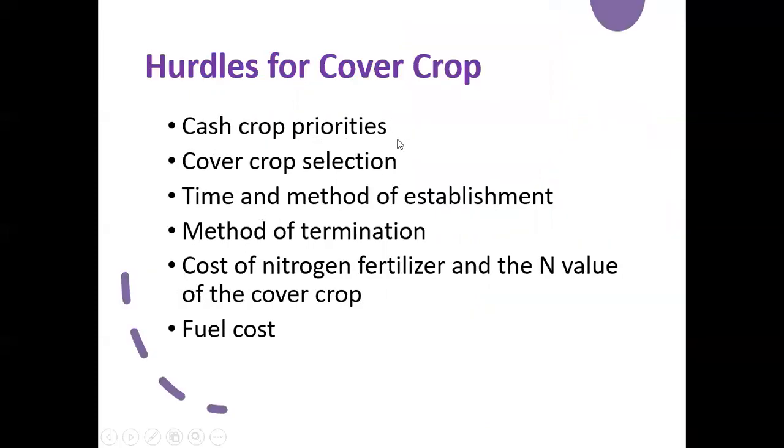Hurdles, cash crops priorities. Always we think that we should have some cash crops to get benefit. Then sometimes cover crop selection is very difficult because you might not have seeds for that crop, and you don't know which crop can be grown in this season, and sometimes you don't have any crop season or sowing season of any crop. So these are the hurdles, time and method of establishment. So when to do that and method of establishment.